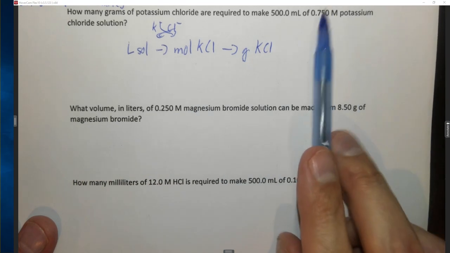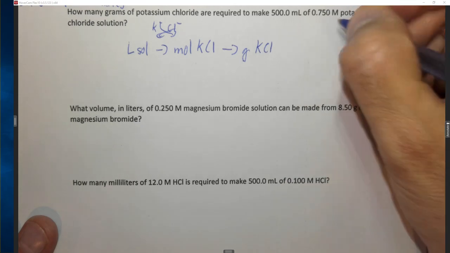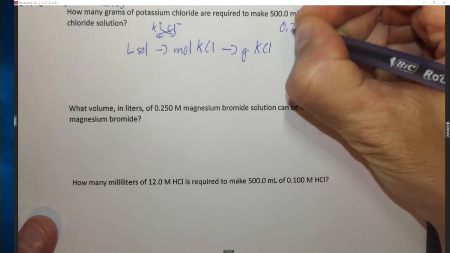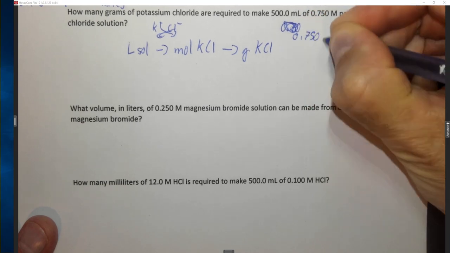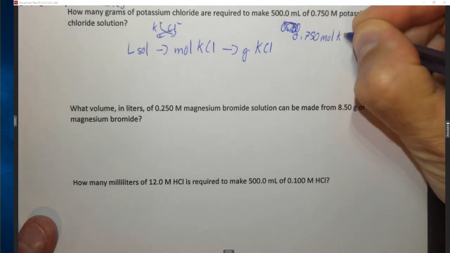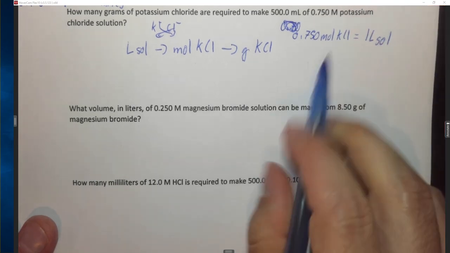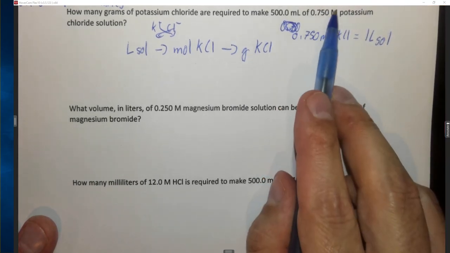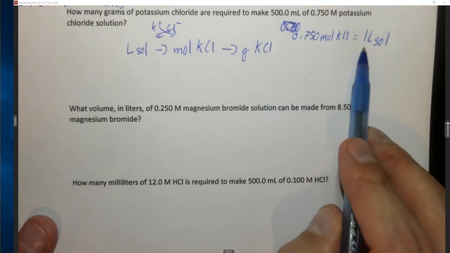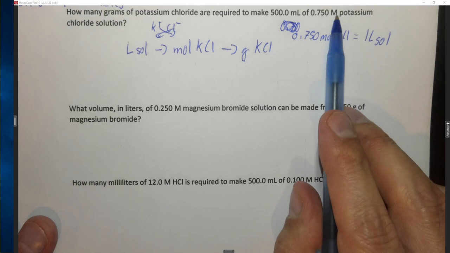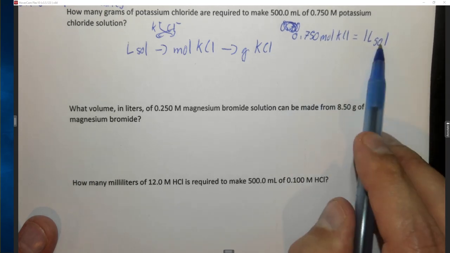Well, we need to use this as an equality. And the equality of this is the molarity number of moles, which is 0.750 moles of the solute, KCl, equals 1 liter of this solution. Because molar means moles per liter. So it's this many moles in exactly 1 liter, per 1 liter. So you could read this as moles per 1 liter. So this is the equality that we need to use.